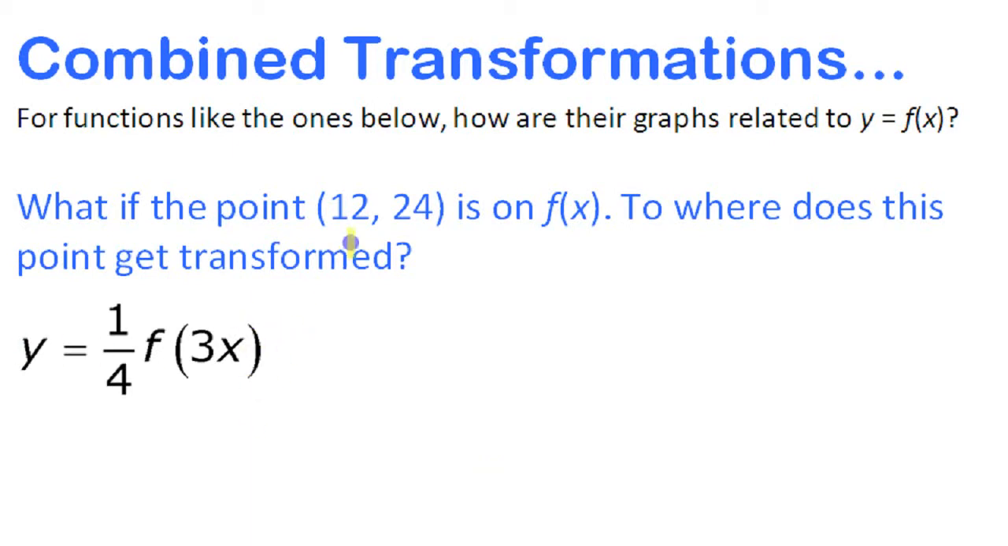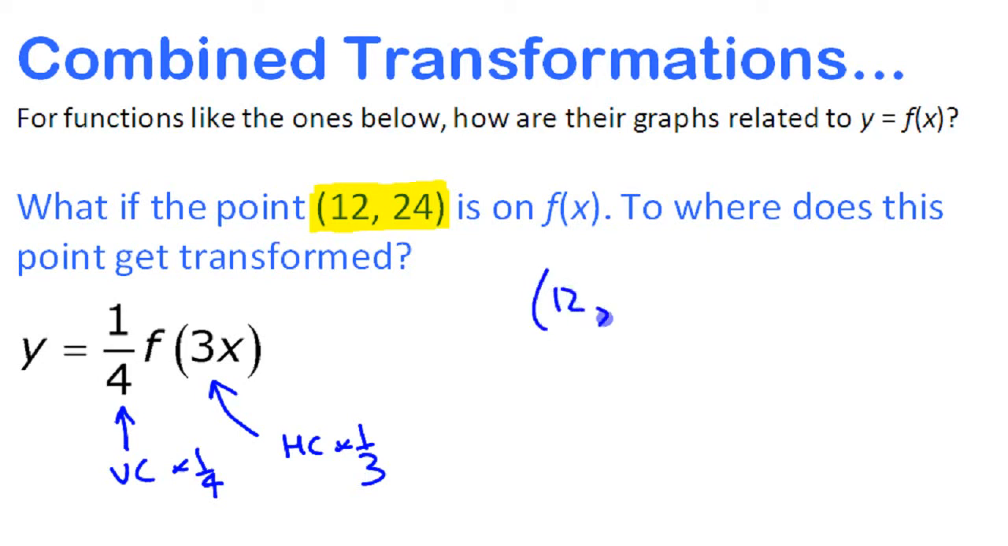Now, this is going to be a series of functions here. We're going to track a single point. What if we're on this function? Where does that point get transformed to? So this is a vertical compression times a quarter, and this is a horizontal compression times 1/3. Each of those affects a different one, so it doesn't matter which one we do first.